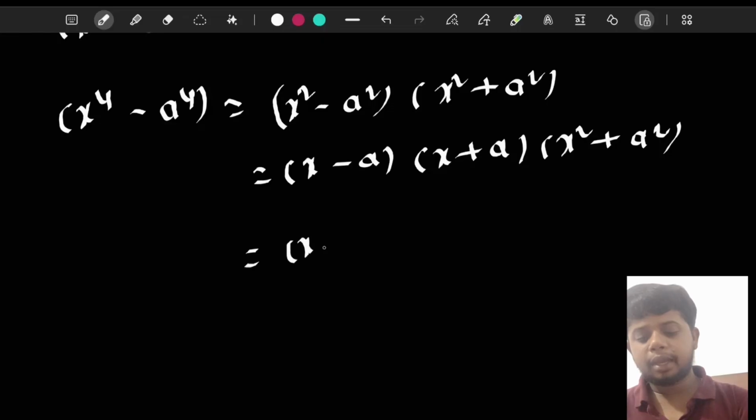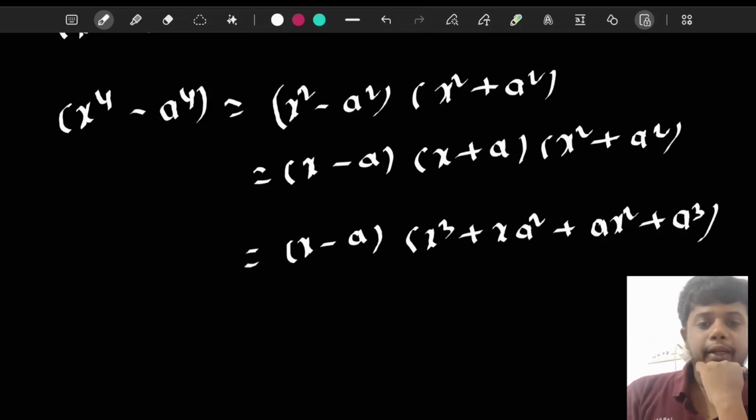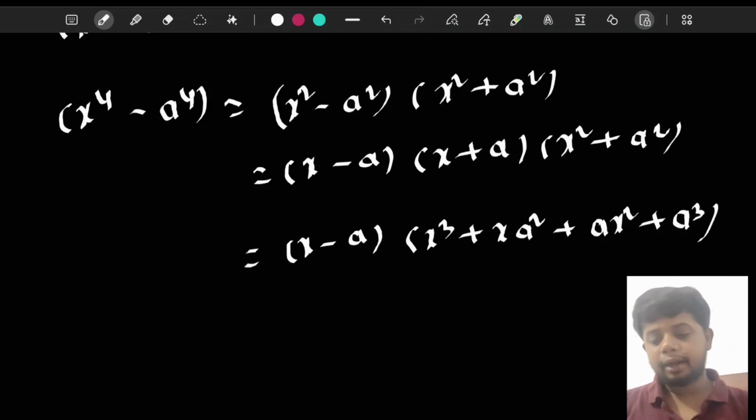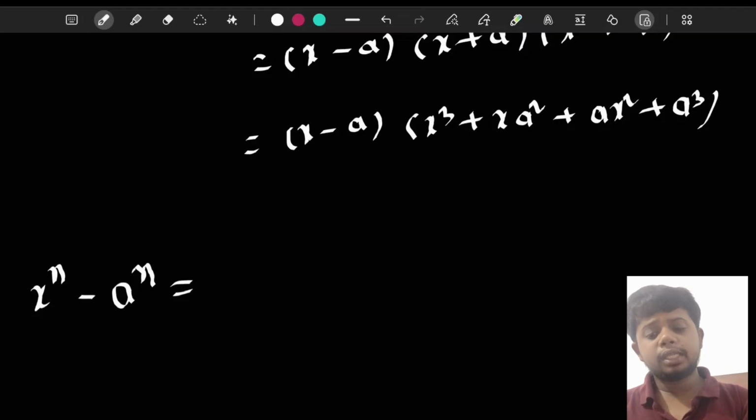So that means I'll get here x minus a into x cube plus x square a plus a x square plus a cube. Now see the pattern. See the pattern. Now I'm asking you, tell me x power n minus a power n. You will say, sir, x power n minus a power n.